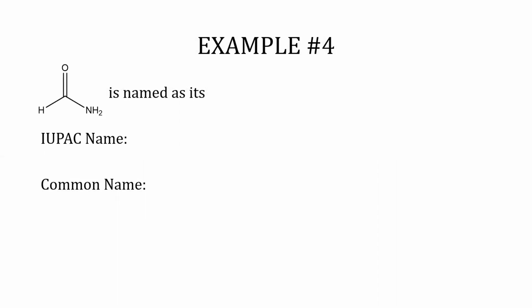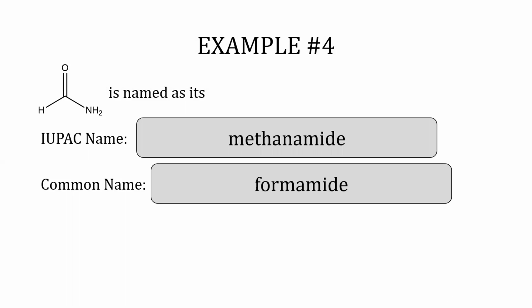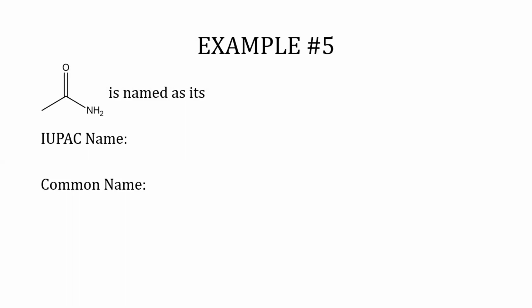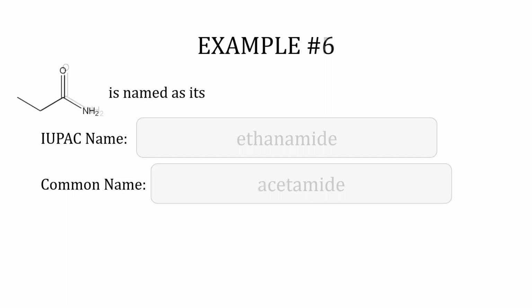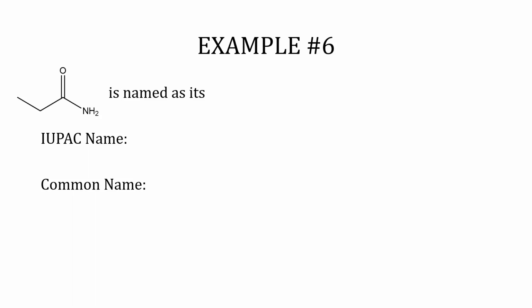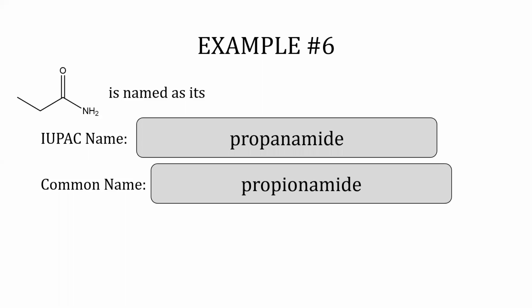Example 4 is named under the IUPAC guidelines methanamide and it is commonly named formamide. Example 5 is named under IUPAC guidelines ethanamide and it is commonly named acetamide. Example 6 is named under IUPAC guidelines propanamide and it is commonly named propionamide.